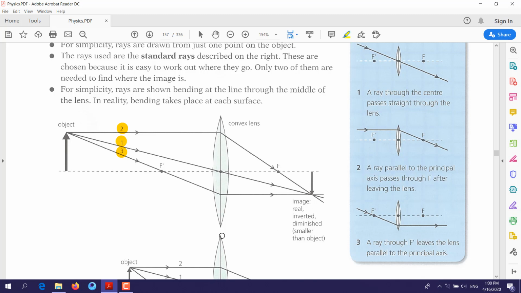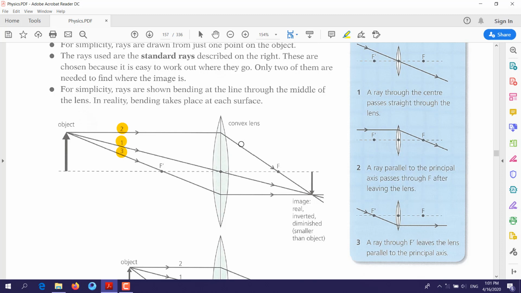Now, which one is number two? This is number two. As you can see, how is this line? It's parallel to this imaginary line. What do we call this imaginary line? We call it the principal axis. So step number two, we will draw a line which is parallel to the principal axis, and then when it passes through the lens, just bend it inward.